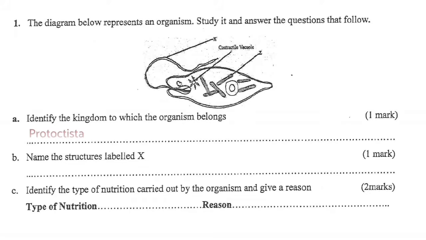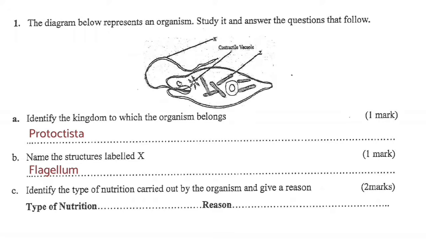Identify the kingdom to which the organism belongs. This is Protoctesta. Just a reminder, when writing the names of kingdoms or any other taxonomic unit, you are supposed to start with a capital letter. Part B, name the structure labeled X. Okay, so X is a flagellum. Now remember, it's pointing to 1. So if you were to write flagella, that will imply it's more than 1 and hence you will be penalized. So the answer is flagellum.